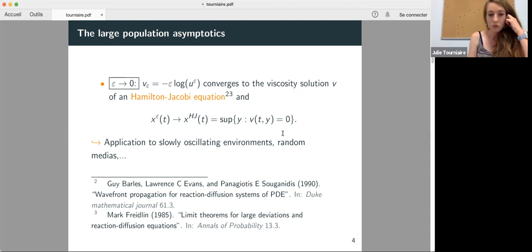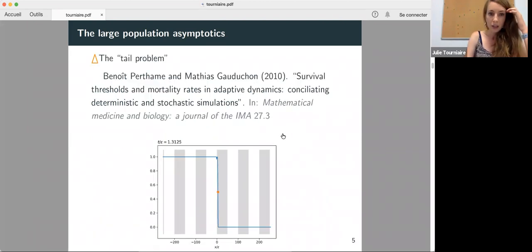But one first drawback of this method is that it hardly provides an explicit propagation speed, except in very specific cases. A second drawback is the possible qualitative disagreement between the probabilistic model and its large population asymptotics, which is a deterministic model.